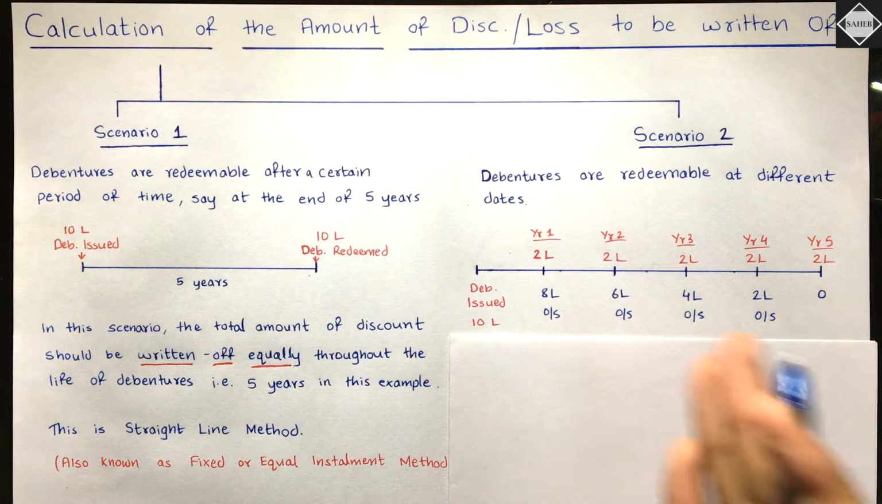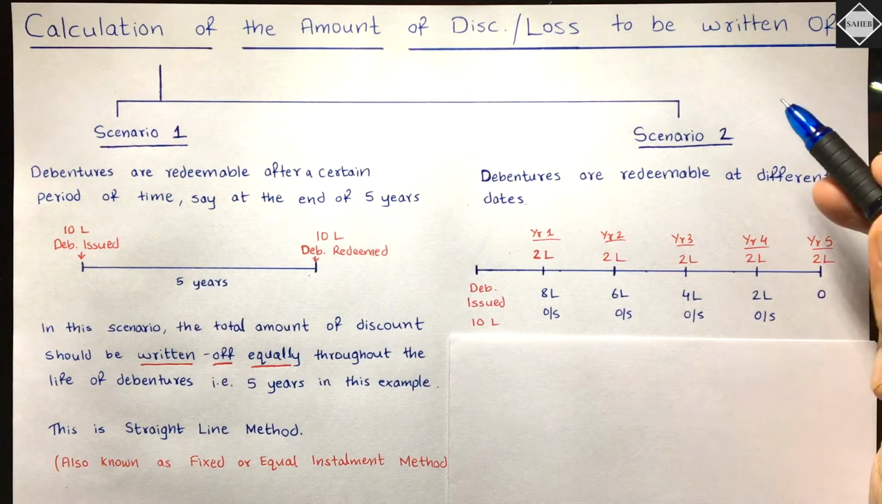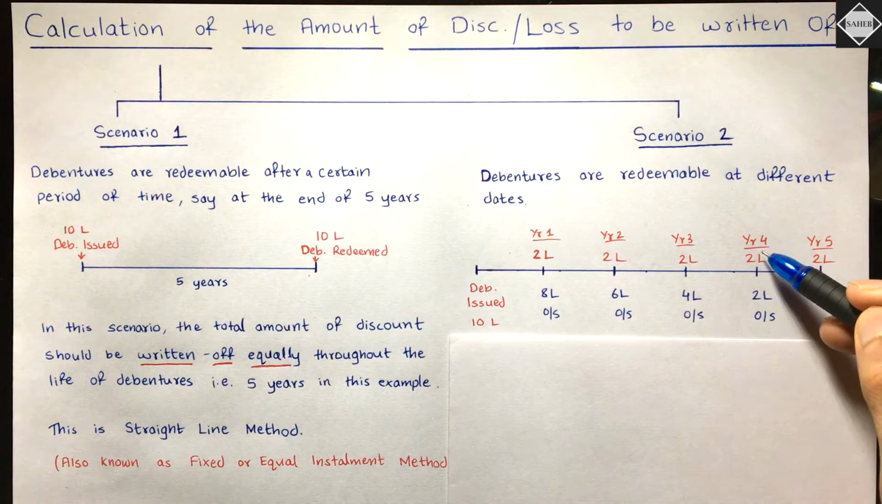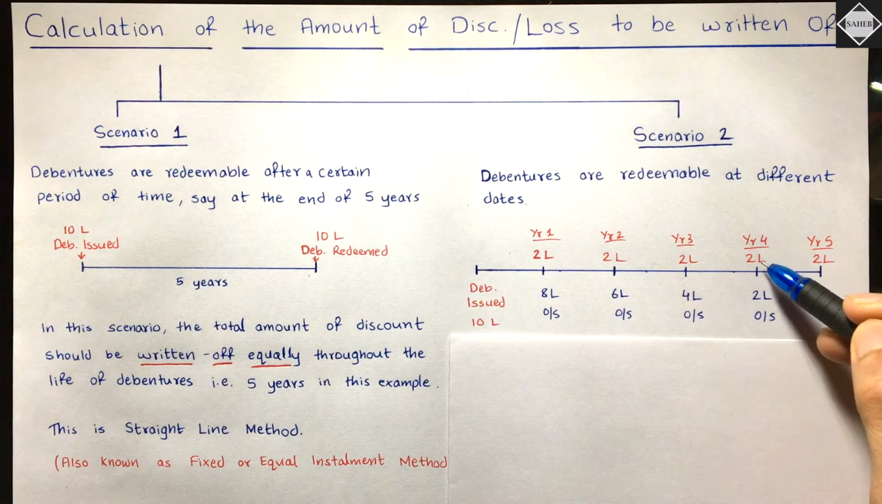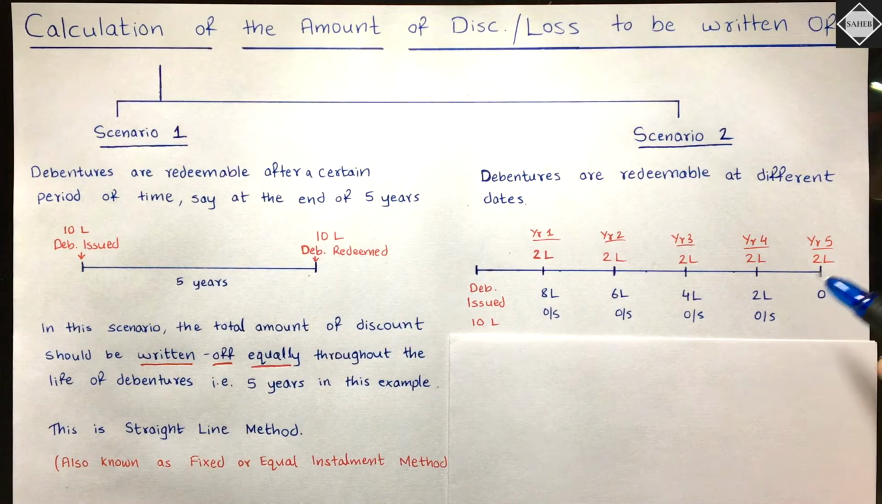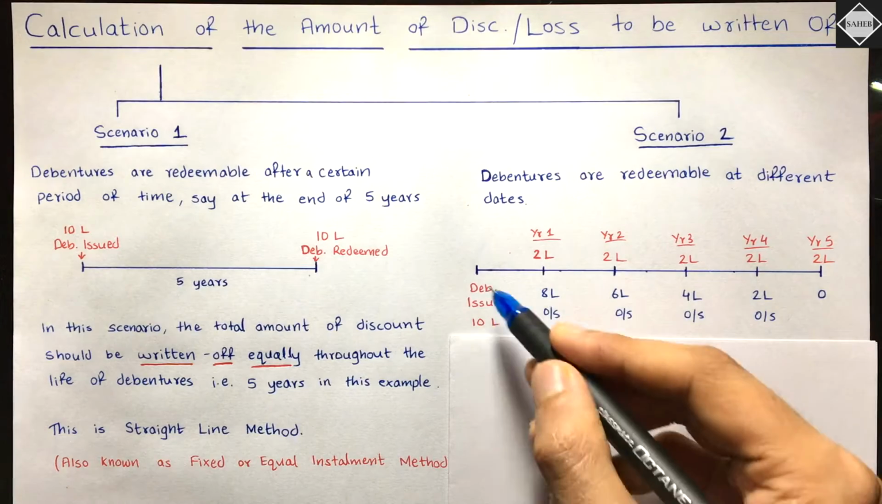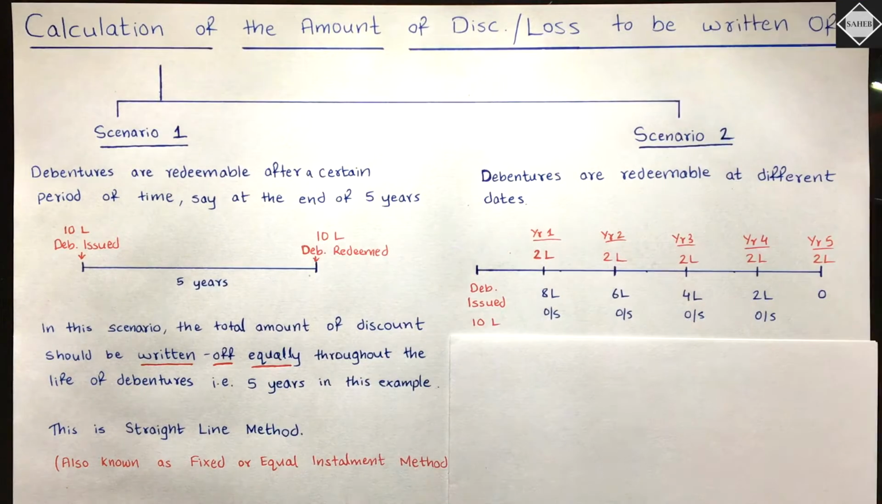So this is what happened every year. At the end of year 3, 2 lakh we redeem, 4 lakh outstanding, isn't it? 6 minus 2, 4. Then again in year 4, 2 lakh we redeem, so 4 lakh minus 2 lakh, that's 2 lakh outstanding. And then in year 5, we have again redeemed 2 lakh, so nothing was left. Everything has been redeemed. All the 10 lakh which we took from the public, not exactly 10 lakh, maybe we have issued at a discount. So all the debentures of face value 10 lakh have been repaid back, have been redeemed. Yeah, that's what has happened.